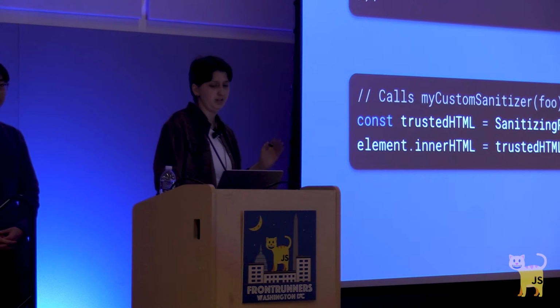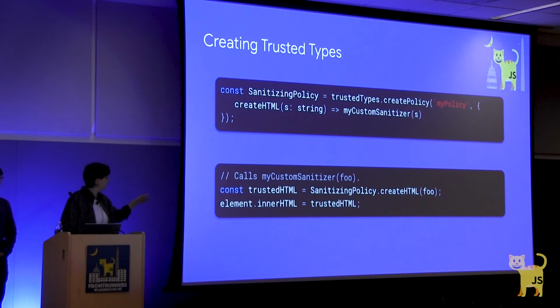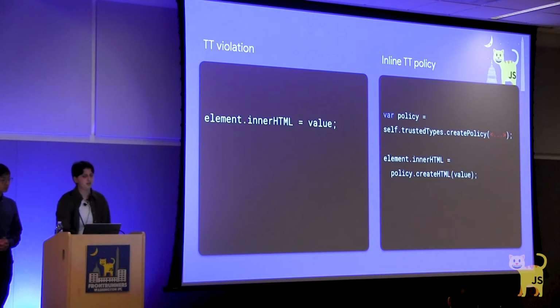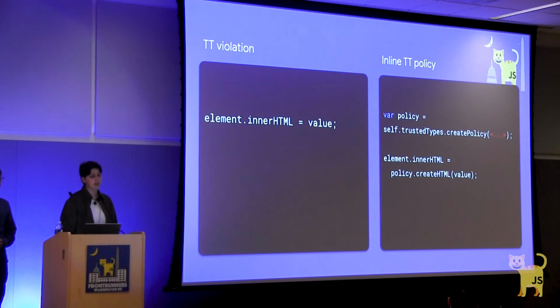And this is the definition of the sanitizing policy. In the second snippet below, you can see how we would use the sanitizing policy on the string value foo before passing it into innerHTML, to make the code Trusted Types compatible and to avoid the XSS vector. Here you have the Trusted Types violation and the fix for it side by side.